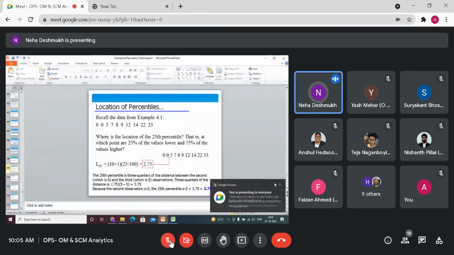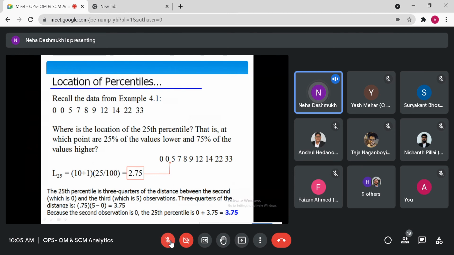Yes. So this is the location of the 25th percentile, right? Now to calculate the value at this location: value at second position plus 0.75. 2.75 means 1, 2, 3, so 2.75 is somewhere here, right? Plus, are you with me? Yes, ma'am. Means value at second position.